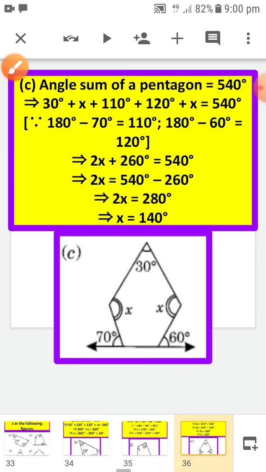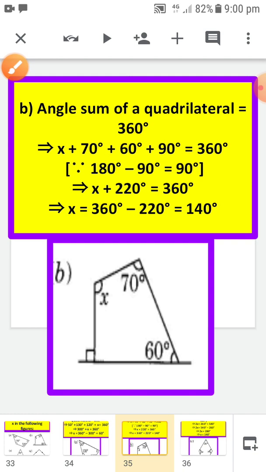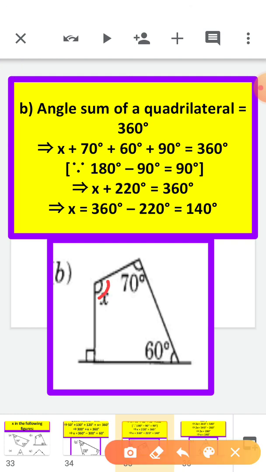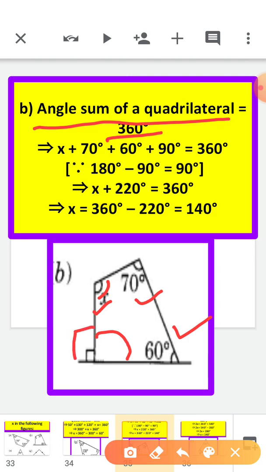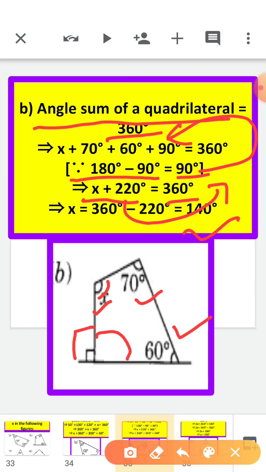Okay, so in the B part you have to find out this x value again. So this is again a quadrilateral. Sum of all the angles of a quadrilateral is 360. So x plus 70 plus 60, but we don't know this angle. So how can we find it out? This outside is 90. So 180 minus 90 is 90. So we can put this 90 here. After that, x plus 220 gives you 360. So this 220 shifts to the right side, you will get 140.